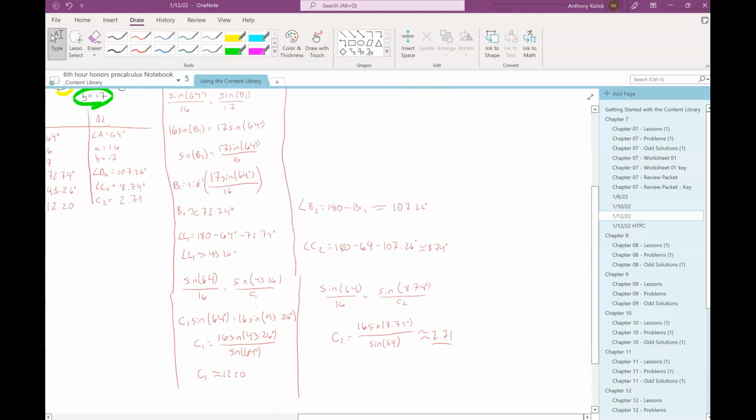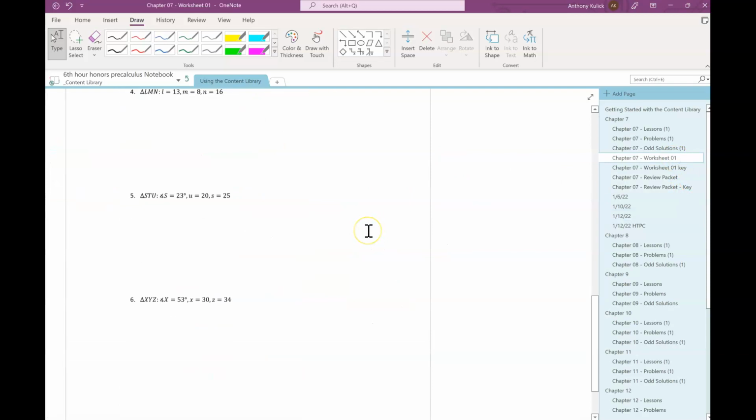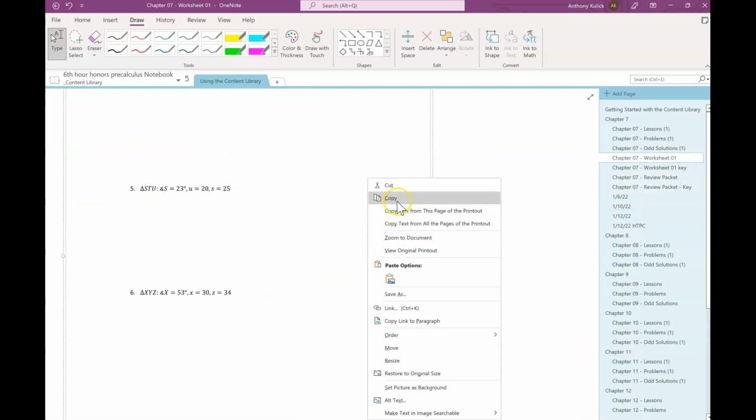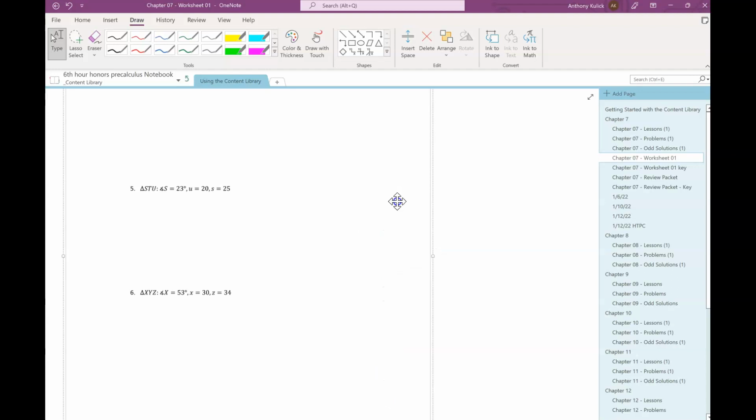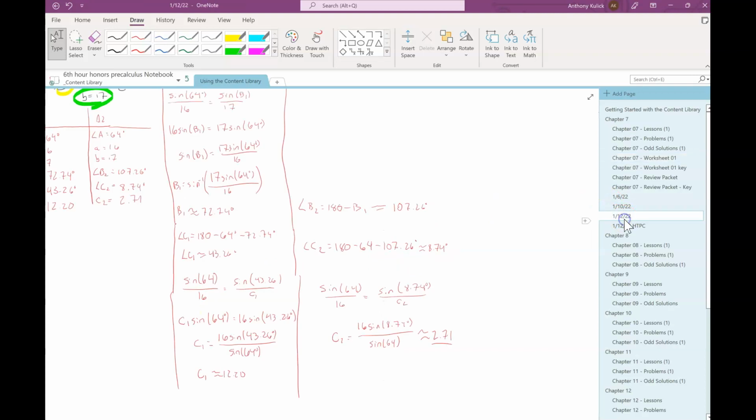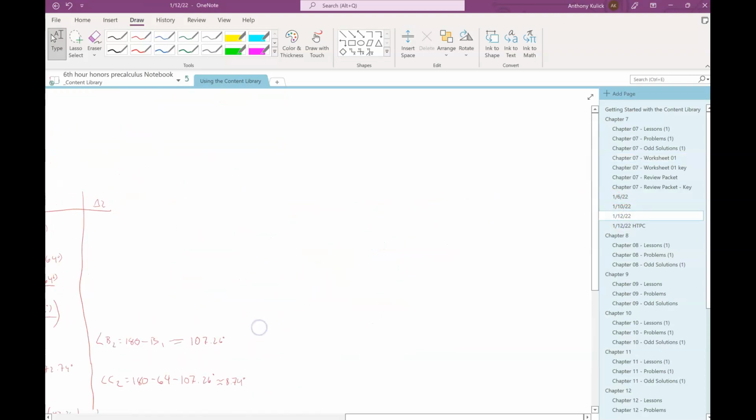Does that feel good? Of course, no problem. Jordan? Can you do number 6 from the worksheet? Sure. Well, I know you already did it, but you did side angle side, not really side. We can do it. It's not a big deal.